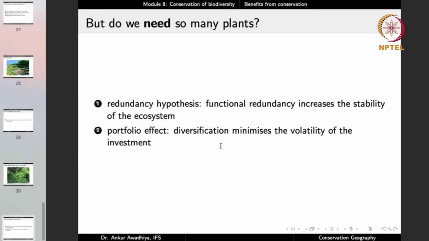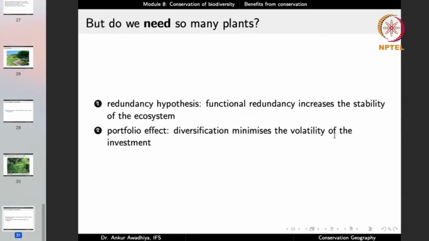Diversification minimizes the volatility of the investment, meaning that if you wanted to invest your money, you do not invest it only in one mode. You do not just buy gold, or you do not just buy real estate. If you have a sum of money, you will perhaps use some of it to buy gold, some of it to buy real estate, some of it you'll keep in the bank, and so on. Because if one mode goes bust, if the price of gold reduces, or if the real estate market is down, then at least you have some other ways through which you are keeping your investment safe.